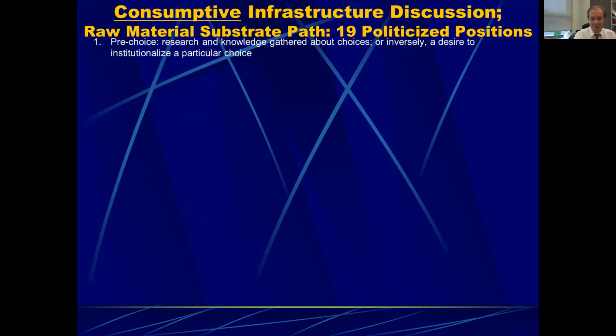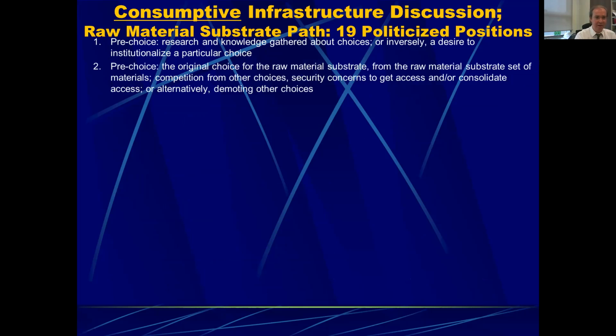Pre-choice: you don't always know where the materials are, so you need to do research. So that's really research about choices. That happens as part of any material regime. And then the original choice from the raw material set, competition from other choices.